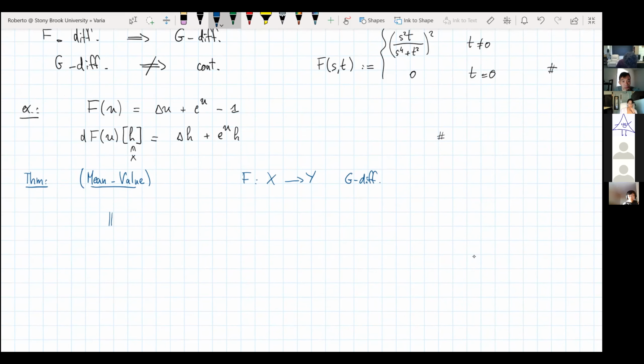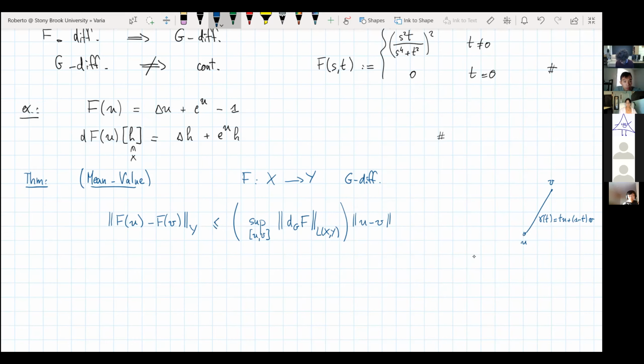And then we have this statement: f of u minus f of v, in the norm of Y, is bounded by the supremum along the segment UV. The segment is just the curve parameterized by gamma of t equals t u plus (1 minus t) v, of the Gateaux differential of f. This is in the L(X,Y) norm, times u minus v in the X norm.